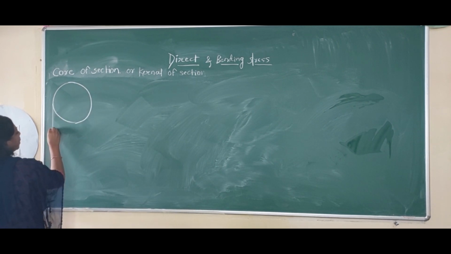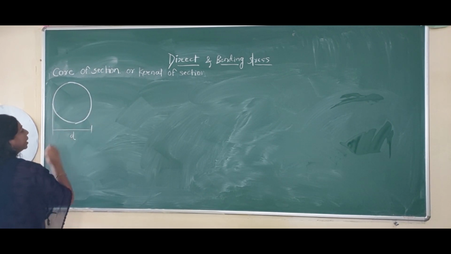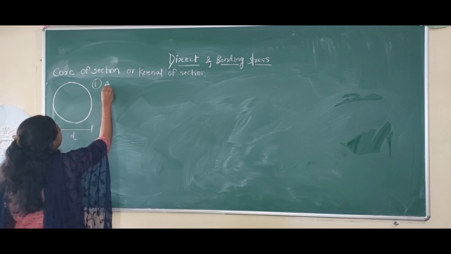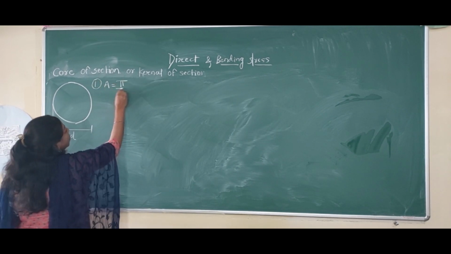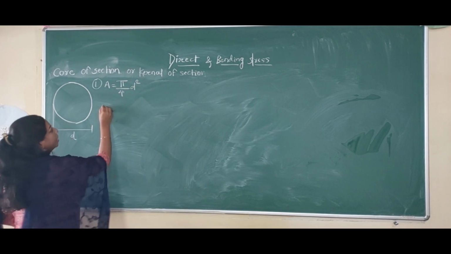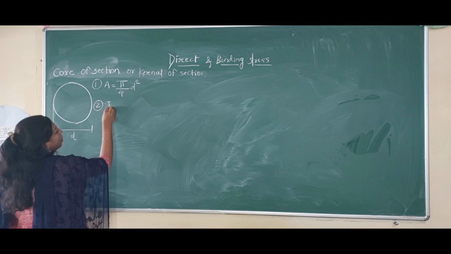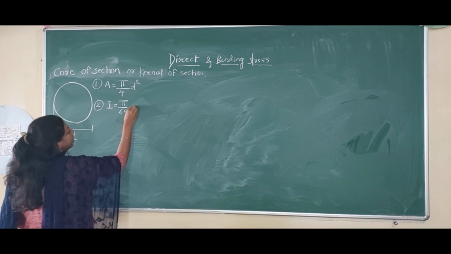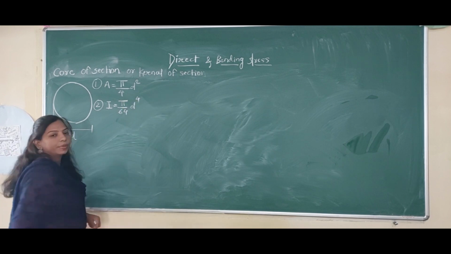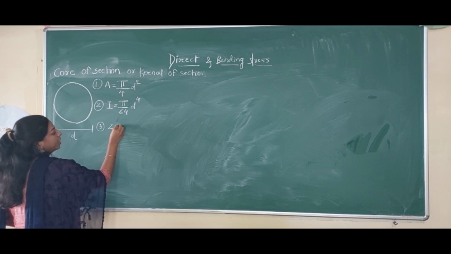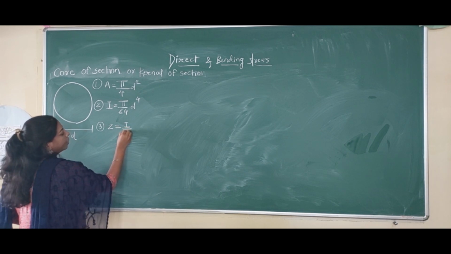This is a solid circle having diameter d. Our first step is area. Area of solid circle is pi by 4 d square. Moment of inertia for solid circle is pi by 64 d raised to 4. Section modulus for solid circle is I divided by y.